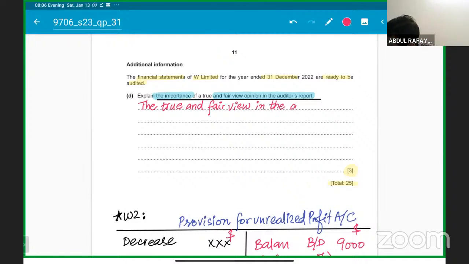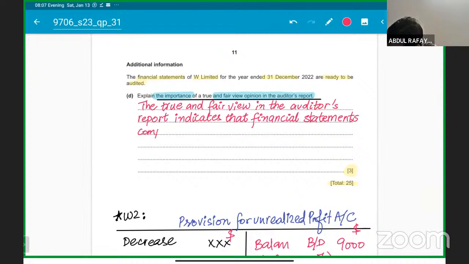The true and fair view in the auditor's report indicates that the financial statements comply with the accounting standards. Financial statements comply with international accounting standards and legal requirements, okay? With accounting standards and legal requirements. Guys, following? Accounting standards and legal requirements.